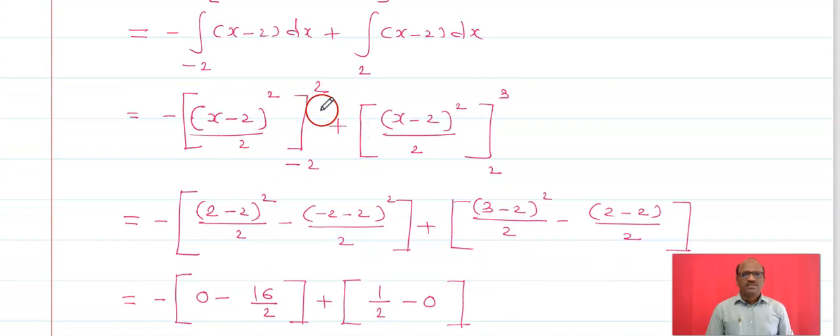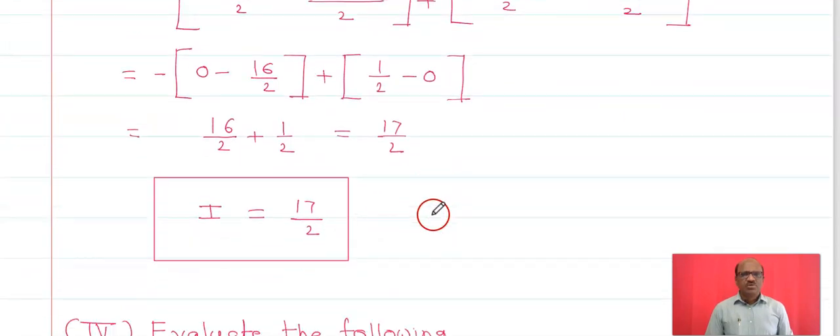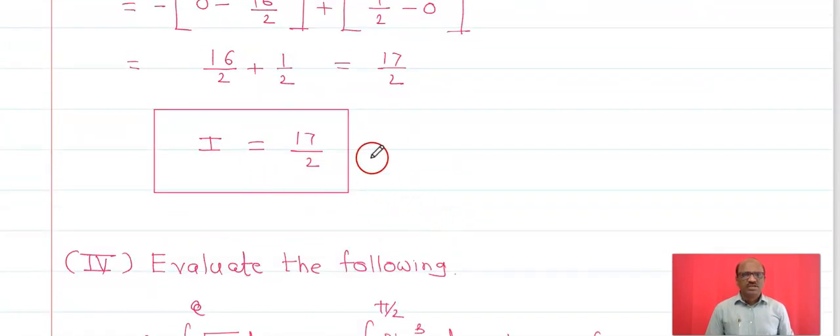Now replace x by 2: that is (2 minus 2) whole square upon 2, minus (minus 2 minus 2), that will become minus 4 whole square, means 16 upon 2, bracket complete, plus 1 upon 2 minus 0. Therefore you will get 16 upon 2 plus 1 upon 2. Now here 16 upon 2 plus 1 upon 2 is nothing but 17 upon 2. Therefore I is equal to 17 upon 2.